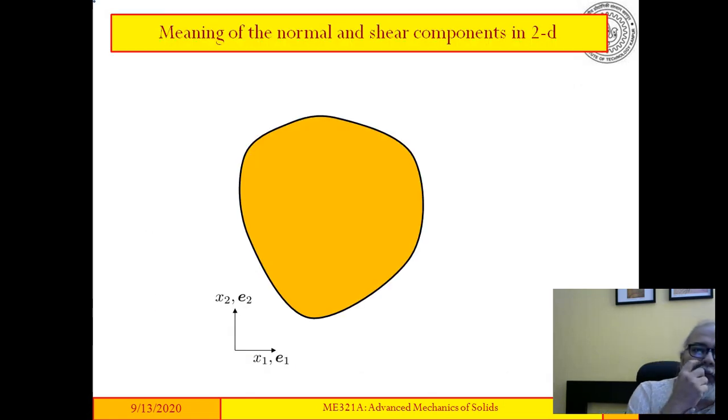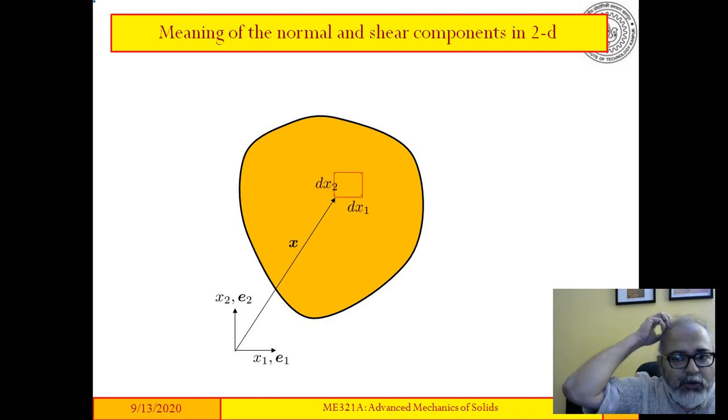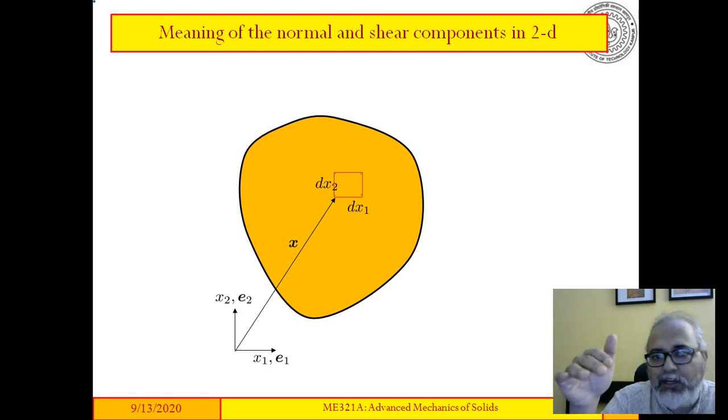So what are the meanings of the components of the small strain tensor? So what we have done so far is try to describe the geometry of the deformation, and this is how we have done it. So this is a body sitting in a 2D space for simplicity. It could be 3D as well. And then we have gone to a point denoted by small x and taken a small box with edges parallel to the x1 and x2 directions.